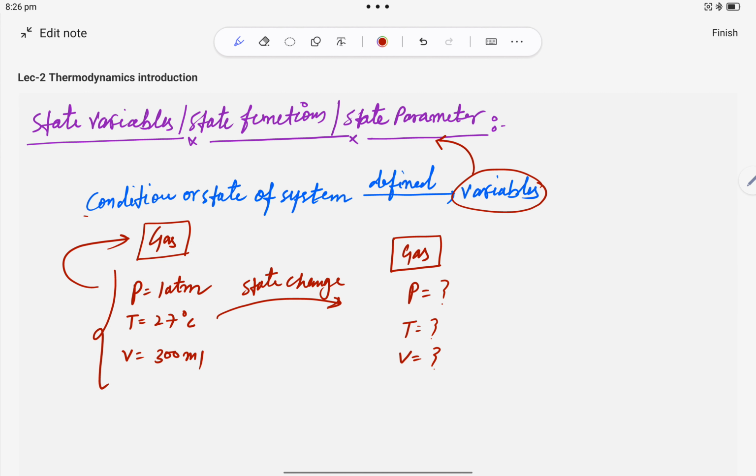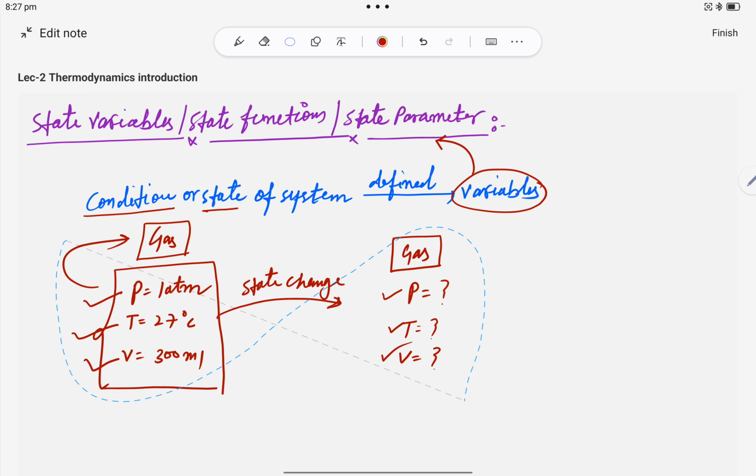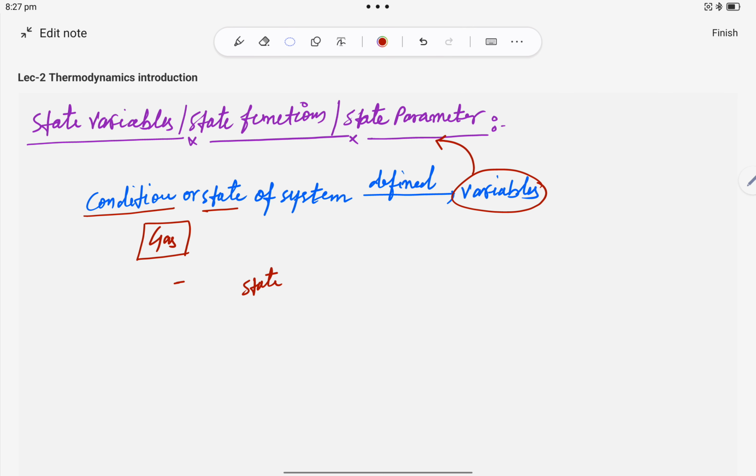Okay, what I wrote? Condition or state defined by variables. These variables are called state parameter or state function. So here I explained the gaseous state defined by pressure, temperature, volume. If you want to change the state, then you have to change these values. Got it? So I am removing this actually, because it's not required now.